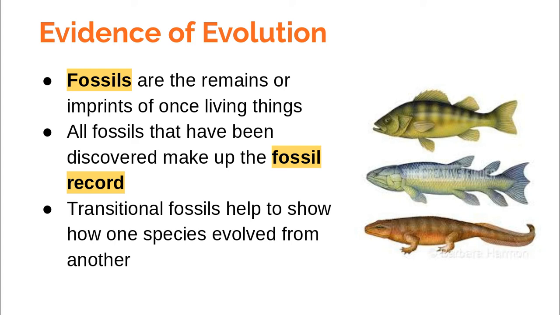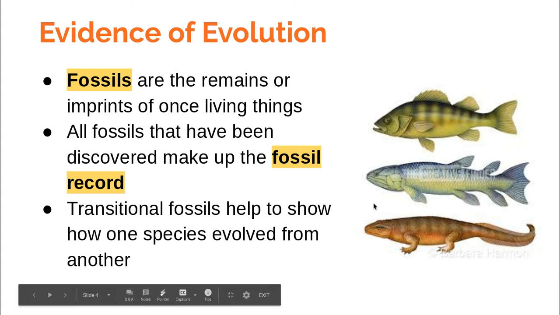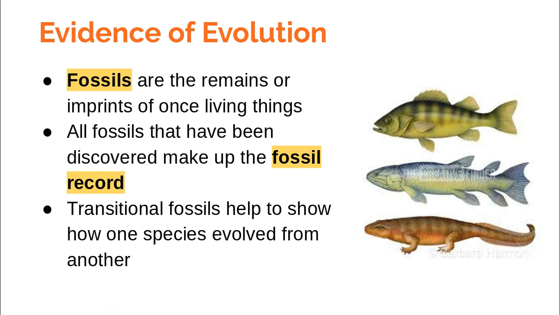So in your book, there's an organism that kind of looks like this. It shows a fish-like creature that may have grown some sort of limbs and then been able to walk on land. So organisms like that, when we find a fossil like that, are called transitional fossils. So they help to show us how one species, like a fish, evolved into another, maybe some sort of lizard or reptile that can walk on land.